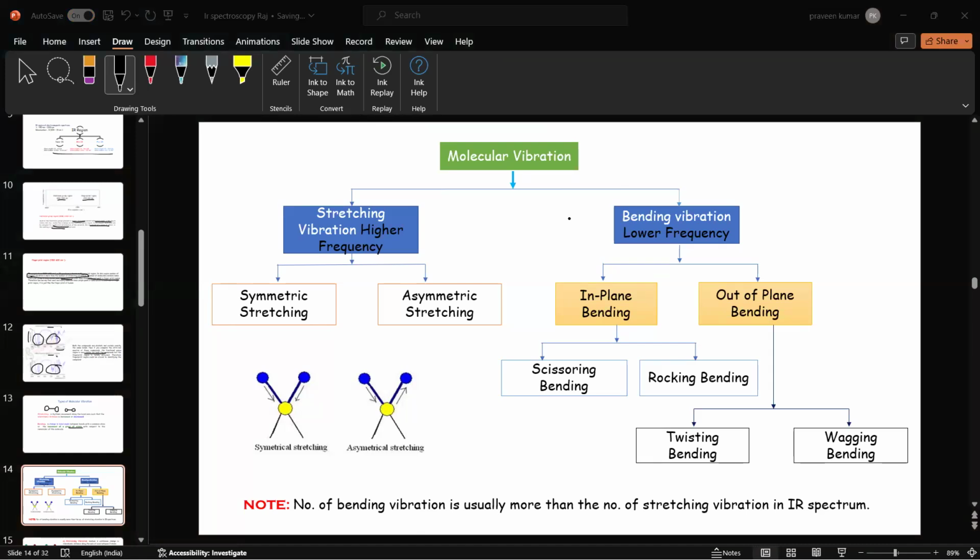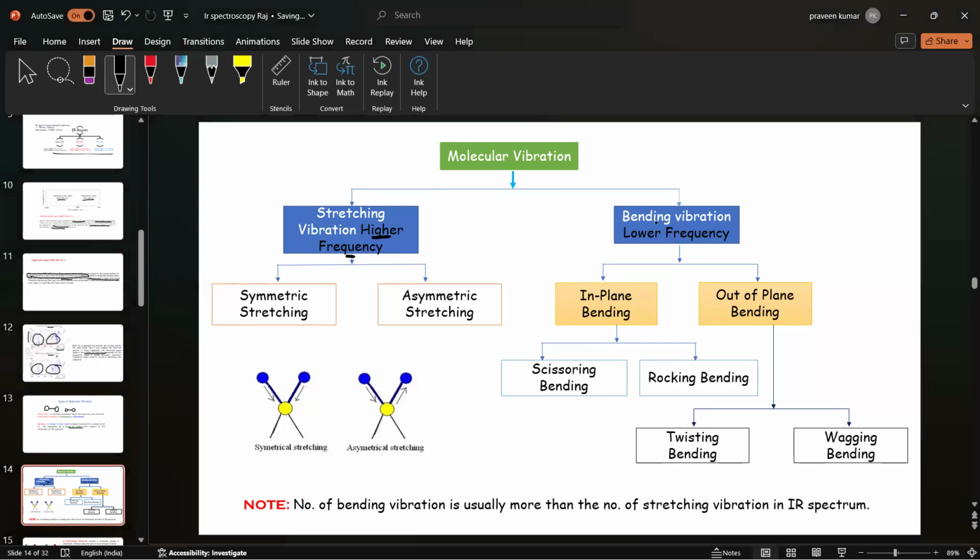Great. And which law applies for the deformation? Which law? There is a law. Hooke's law. Great, Vivek. So basically, the stretching vibrations, as I mentioned earlier, occur at the higher frequency, and the bending vibrations occur at the lower frequency.